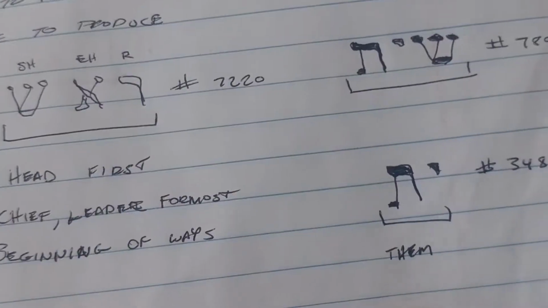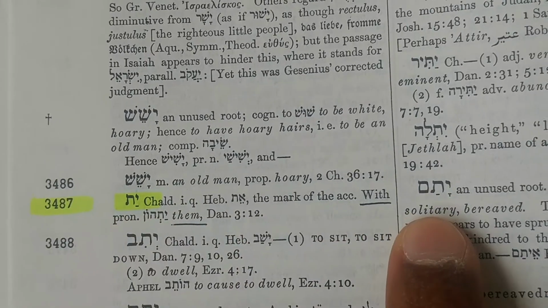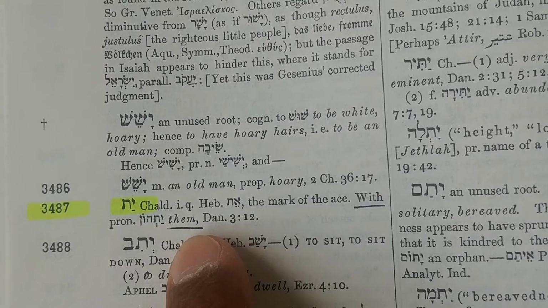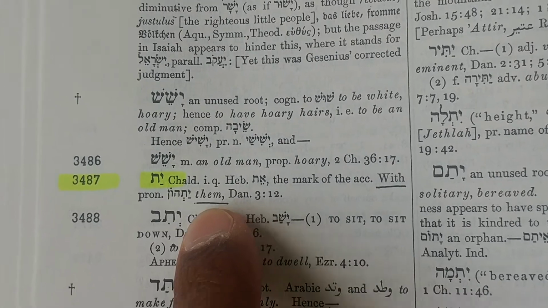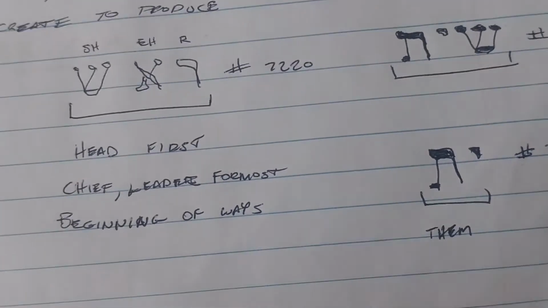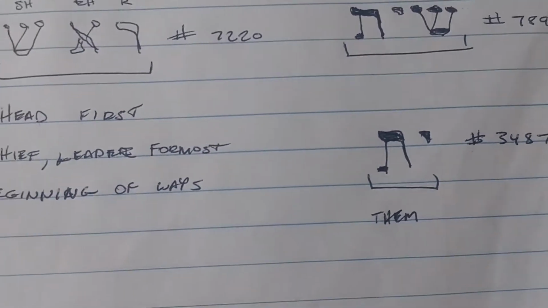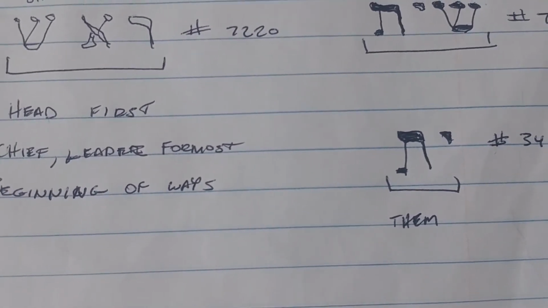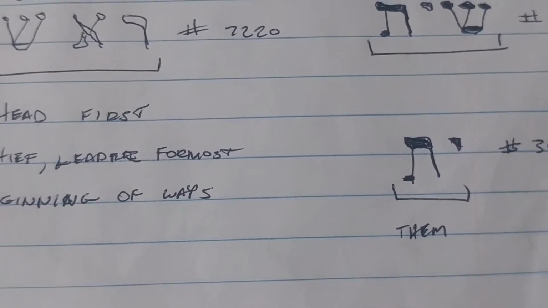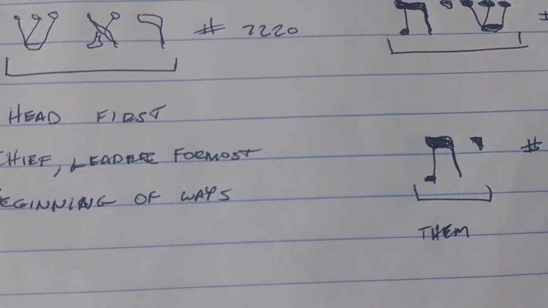Y-T-H. Yat can be found in H34, H7. Yat, with pronoun, them. Yat actually means them. In the creation with them, or the creation of them. And it's all encompassing. The creation of man, because the Most High created man from the dust of the earth. The Most High created the earth, created the firmament, the luminaries, the stars, the sun, and the moon. He created them.